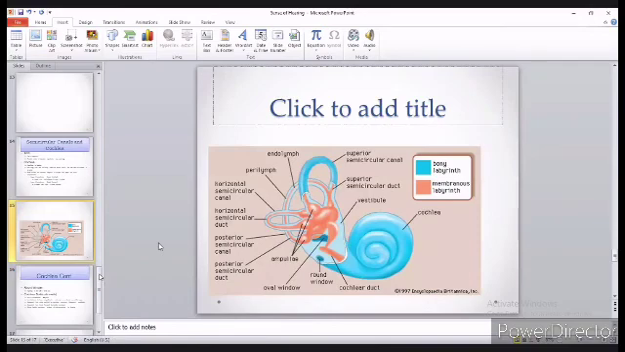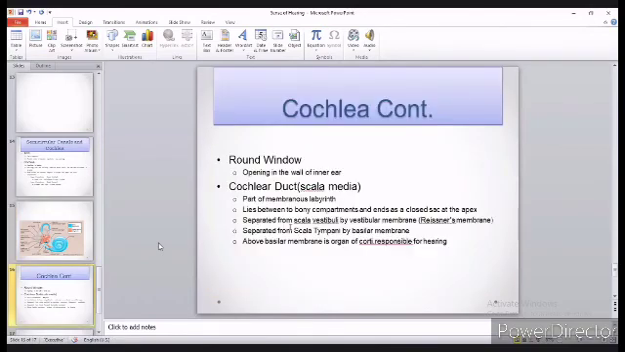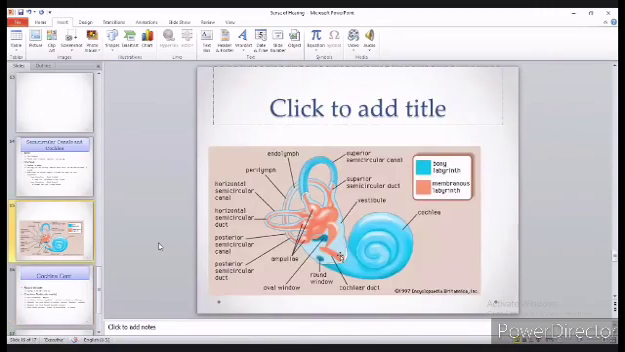So they are separated. This duct separates the scala vestibuli by what we call the Reissner's membrane. What they mean is between this upper part, the scala vestibuli, and our cochlear duct, we have a membrane in between the two, where my pencil is. We have a membrane called the Reissner's membrane.